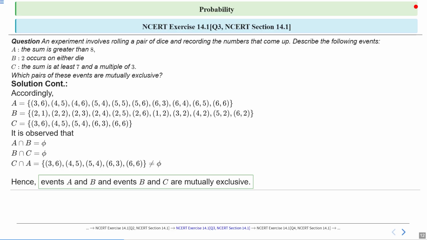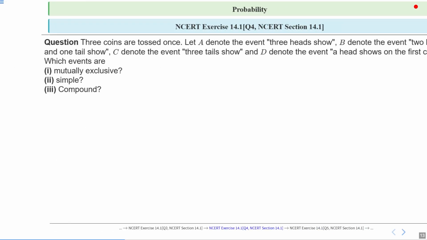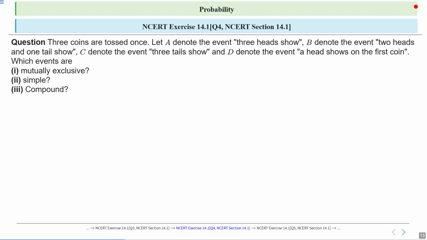So now let us move to the next question. Look at question number 4. Read the question very carefully and then try to solve it. Three coins are tossed at a time. Let A denote the event 3 heads, B denote the event 2 heads and 1 tail, C denote the event 3 tails, and D denote the event a head shows on the first coin.